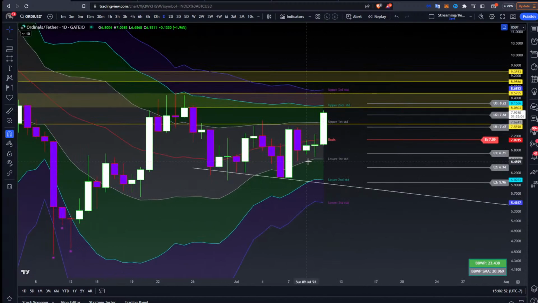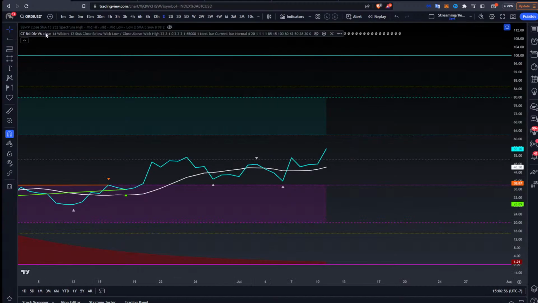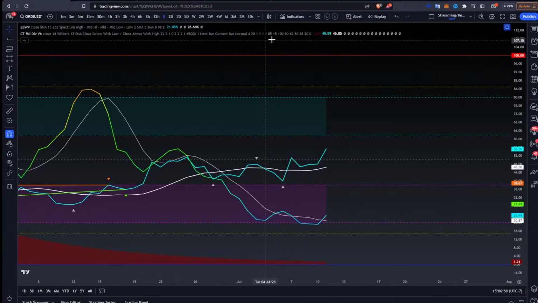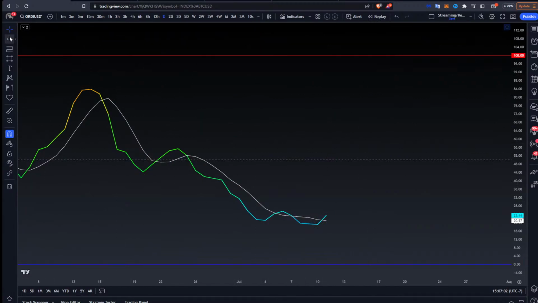We're already seeing the etchings of expansion, confirmation. Stoke is turned up. Everything's looking pretty darn good if you were to ask me. Yeah. So the etchings of expansion are here. Probably by close today, you see the moving average move up with BBWP.